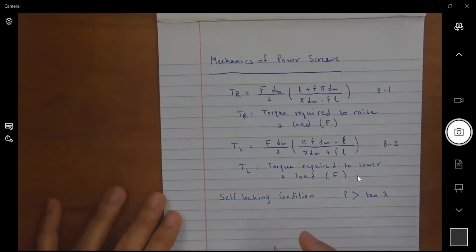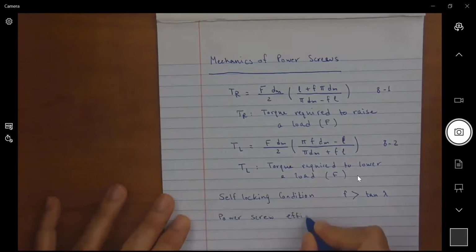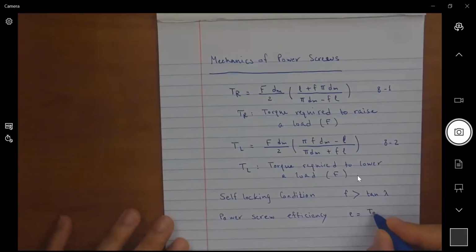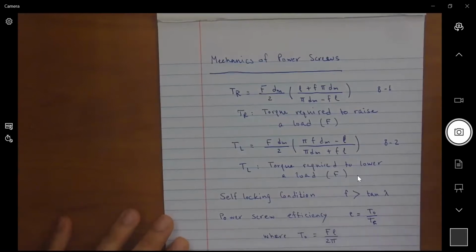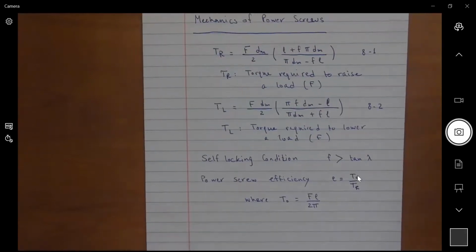We also looked at power screw efficiency, where we had the efficiency E equal to T naught divided by TR, where T naught is equal to FL divided by 2 pi. Basically, the torque required when the friction is equal to 0.